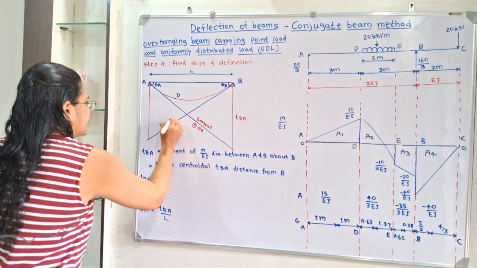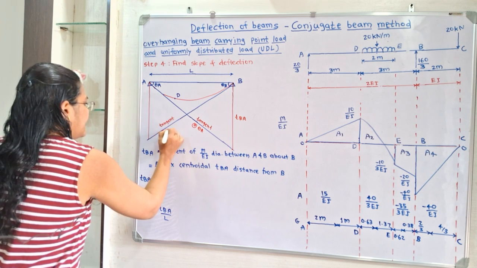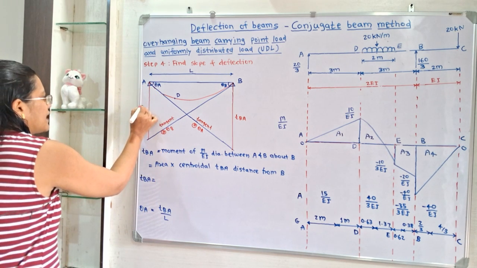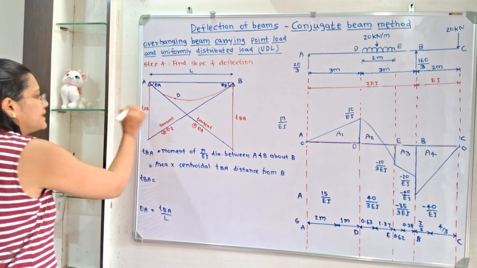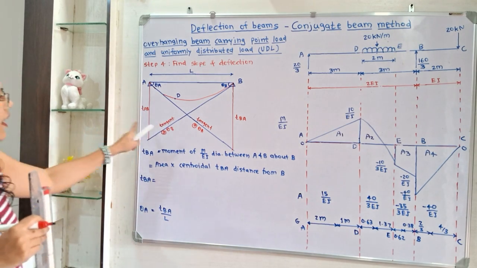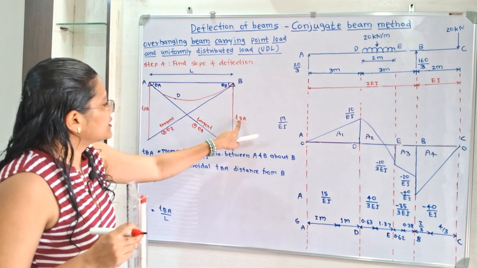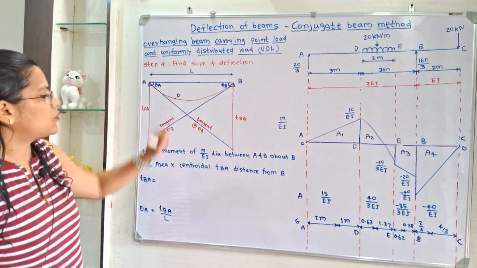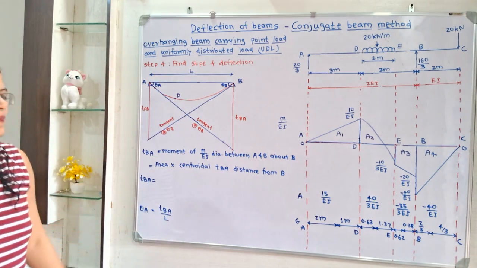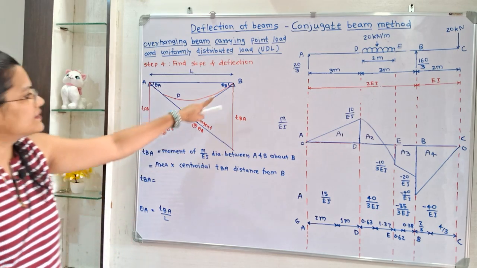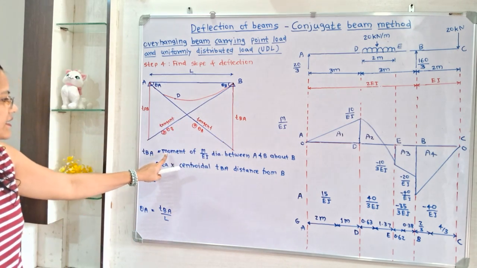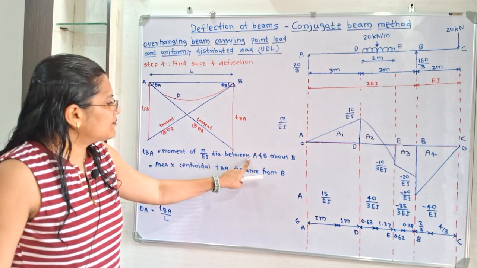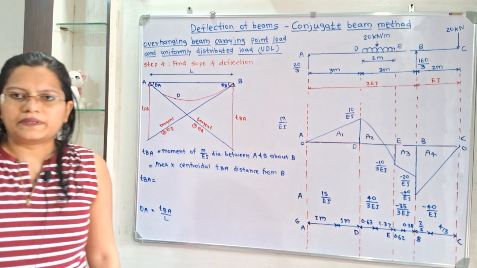So here tangent at theta B. This vertical line is known as TAB. Now we have to find out these two terms, TBA as well as TAB, to find out the slope. So what is this TBA? How to calculate this TBA? It is the moment of the M by EI diagram between A and B about B.